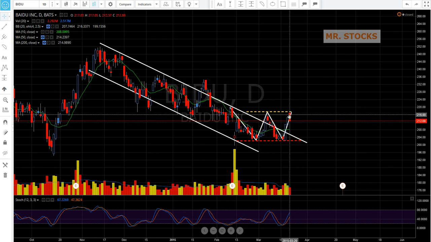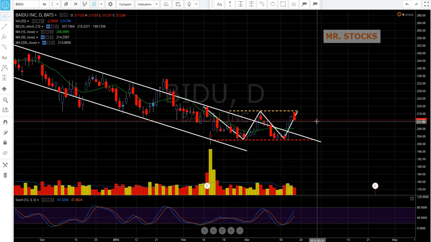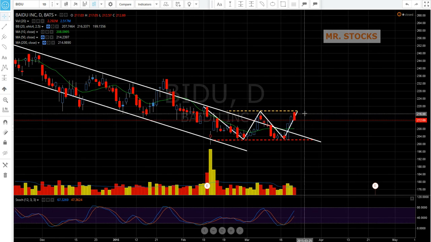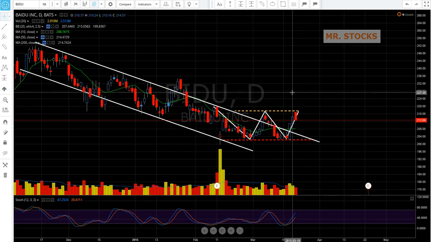It tried to break out on Friday but got pulled back, a pretty solid pullback here. So we'll have to wait and give it some more time to work out the pattern.